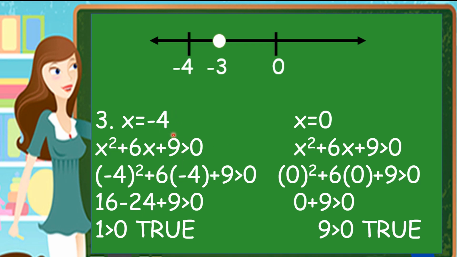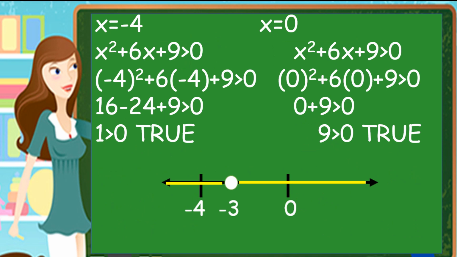So if the value of x is negative 4, ang lalabas class ay 1 is greater than 0, which is true. And then, x is equal to 0. So we have 9 is greater than 0 and it is also true. So therefore, what is our anong sunod na step? Shade the portion or region that is included as the solution. So, dun sa true natin, yun ang ating shadan. And this part is the shaded part. Ginamit ko yung yellow. And then, itong part na to ay solution set din.